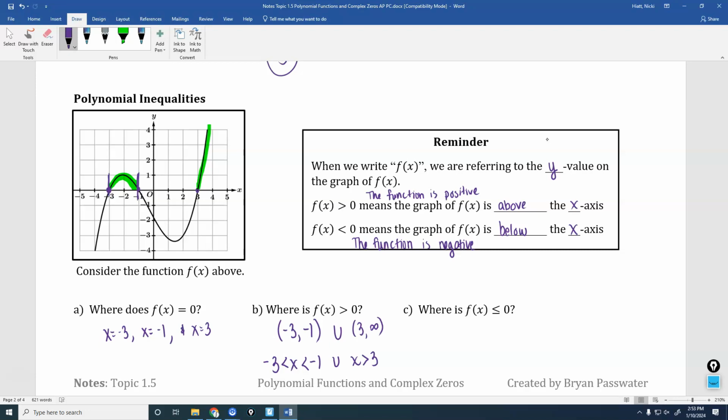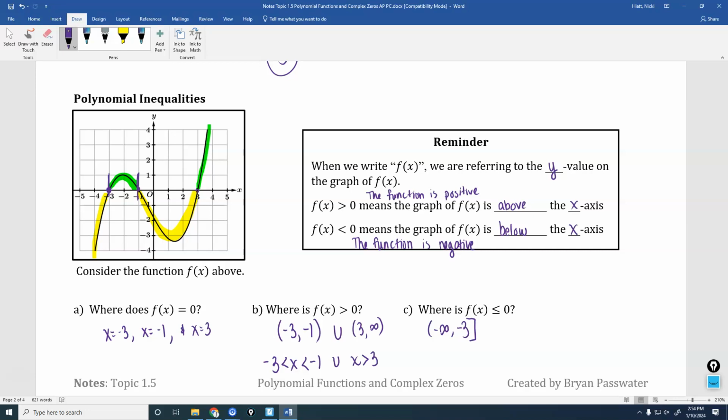C asks where f of x is less than or equal to 0. So this time we're looking for where the graph is below the x-axis, which is going to happen here and here. And this time, notice we've got that or equal to sign. So we do want to include the places where our graph equals 0. So that would be -infinity up to -3. Since we can equal 0 here, we want to use a bracket with that -3 this time.